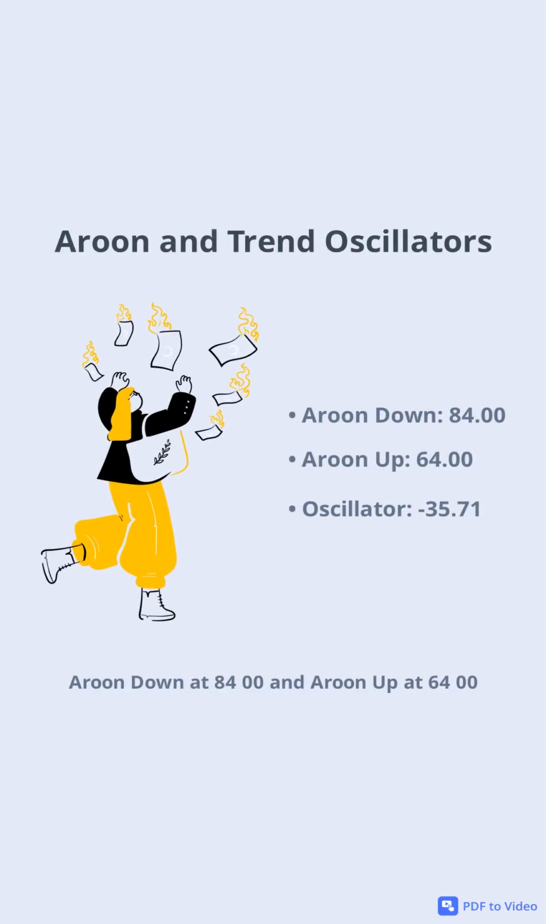Aroon down at 84 and Aroon up at 64 with an Aroon oscillator of minus 35.71 indicate that SPCE has been in a downtrend, but there's some recent upward movement. The negative oscillator value confirms the dominance of the downtrend, but the relatively high Aroon up suggests that bulls are not completely out of the picture.